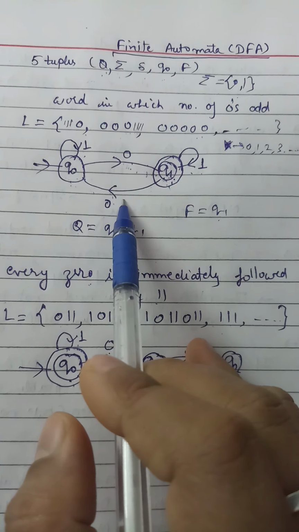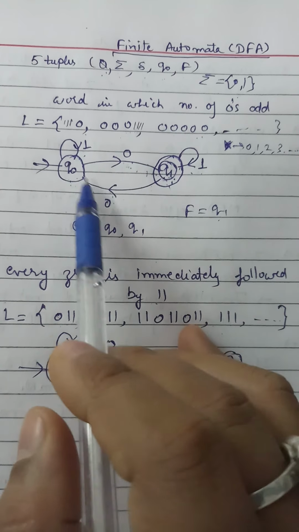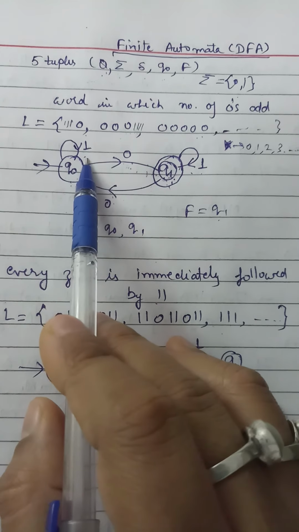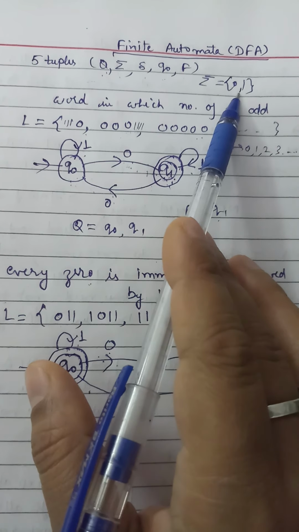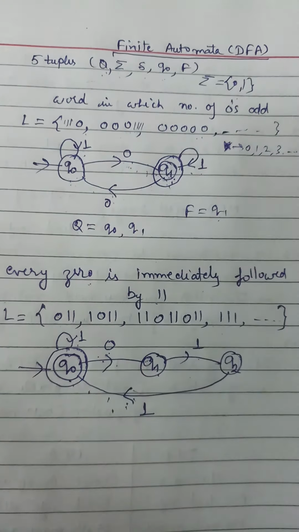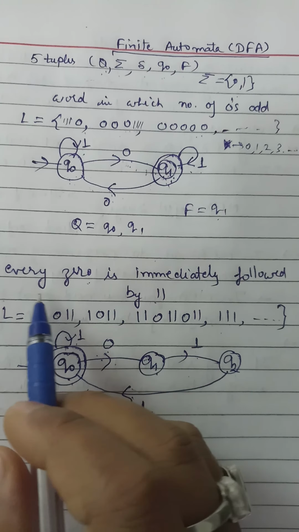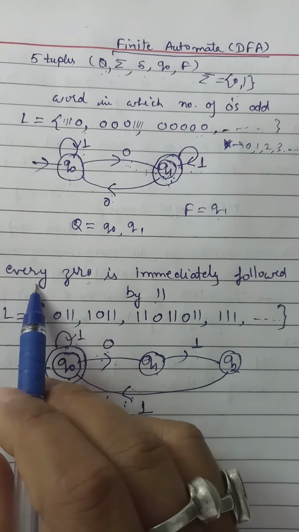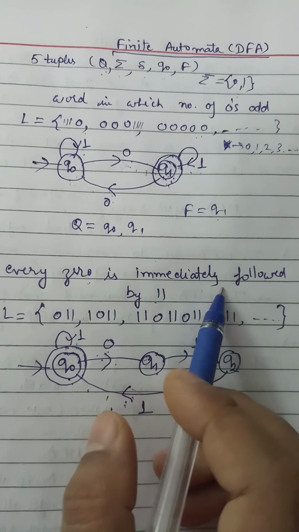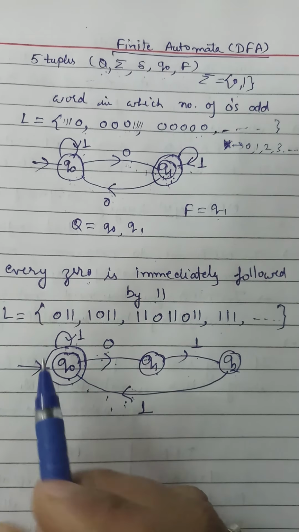So this is the primary condition of a DFA: from every state there can be only a single transition for every symbol which is defined in the alphabet. Now let's move to another DFA, in which we need a word where every 0 is immediately followed by double 1. So what will the language be?